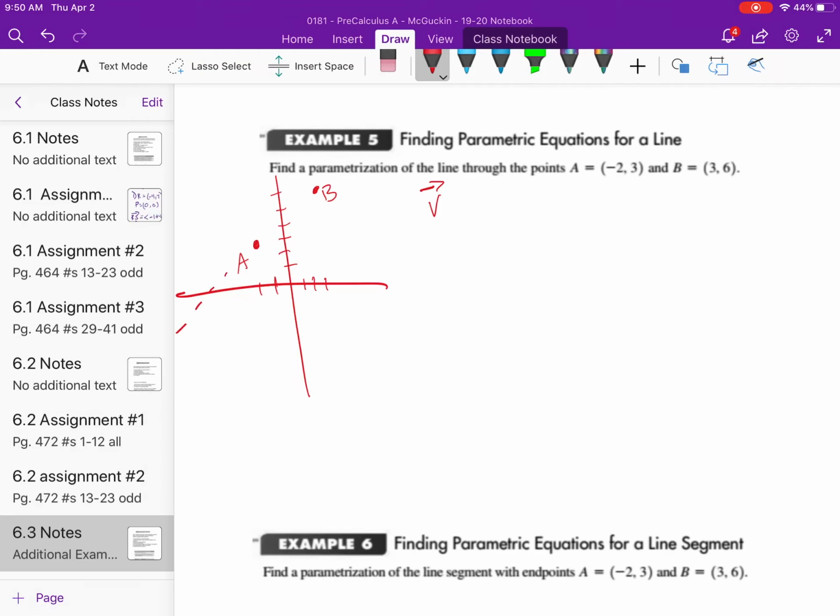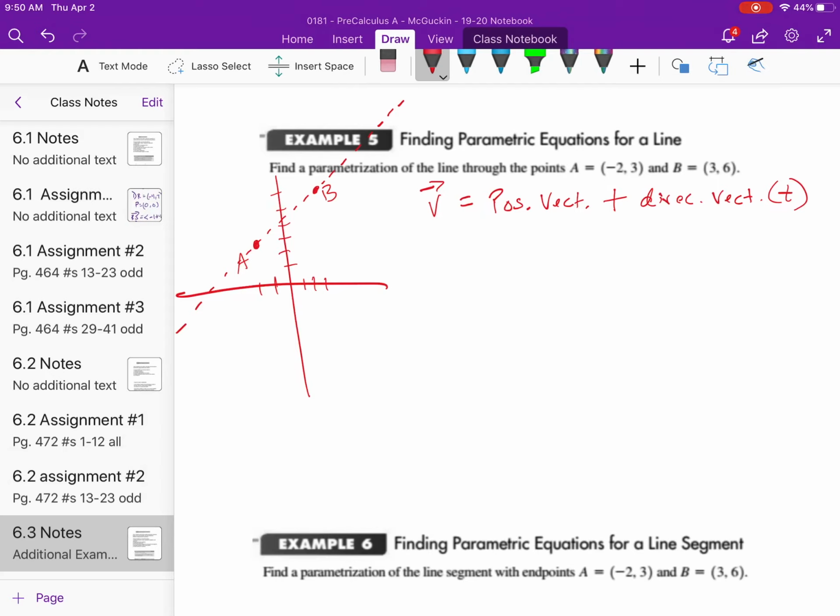I'm going to draw a dotted line through these 2 points, just so we can see the vectors and everything we're going to be talking about here. What I need is a position vector, and I'm going to add that to some direction vector, which is multiplied by some scalar or parameter that we are going to be discussing.